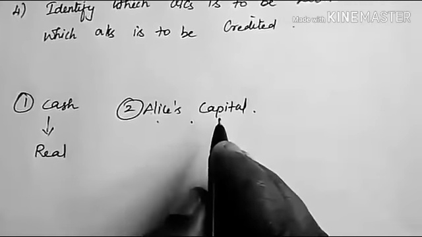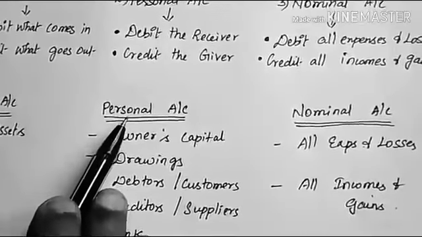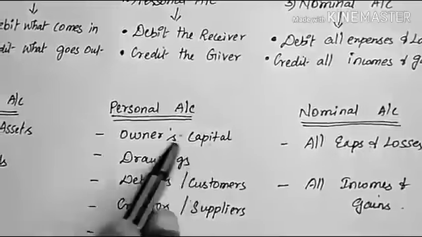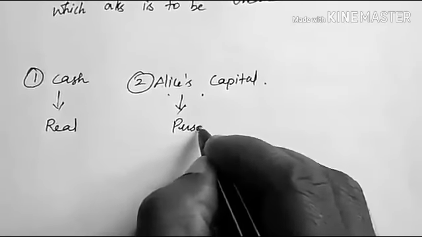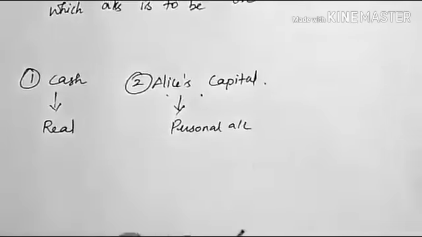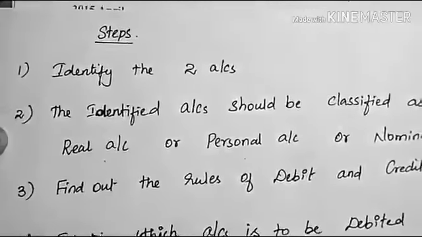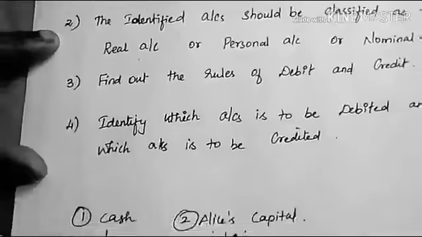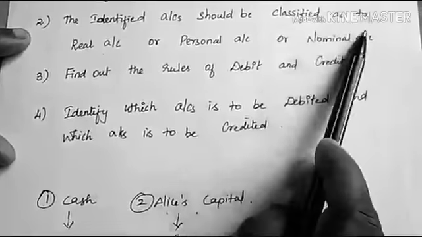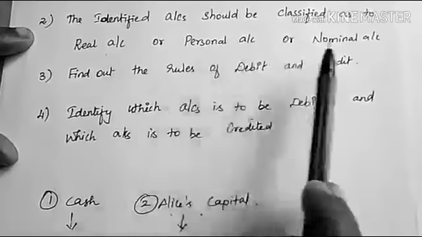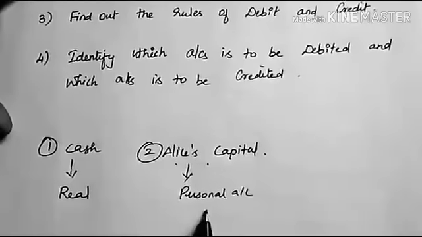Okay, Alice capital. Capital means she is a proprietor. So she is a person, no? So personal account. Owner's capital is a personal account. Now the second step is over. First one is to identify the 2 accounts, cash account and Alice capital, and the second one is that the identified accounts should be classified as real, personal or nominal. So cash is a real account, and Alice capital is a personal account.